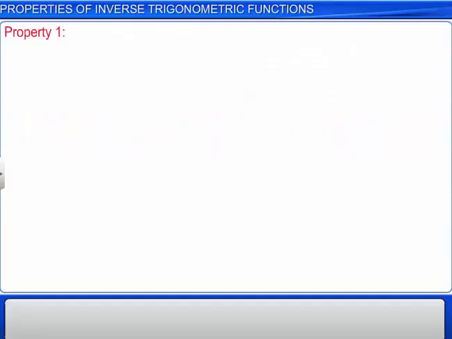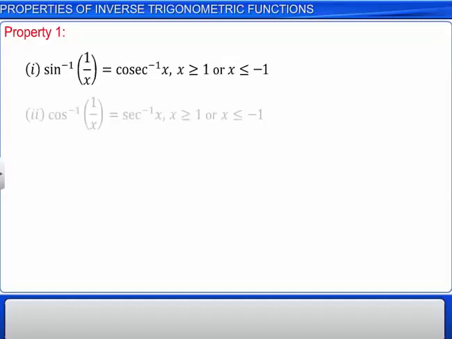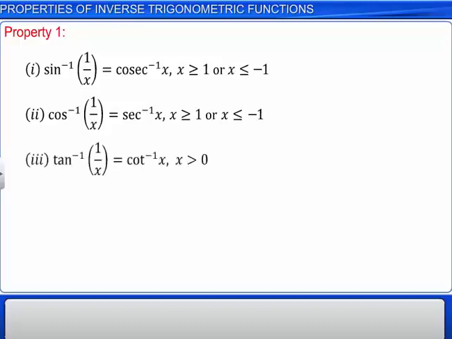The first property states that sine inverse of 1 upon x is equal to cosecant inverse x. Also, cos inverse of 1 upon x is equal to secant inverse x. Similarly, tan inverse of 1 upon x is equal to cot inverse x.